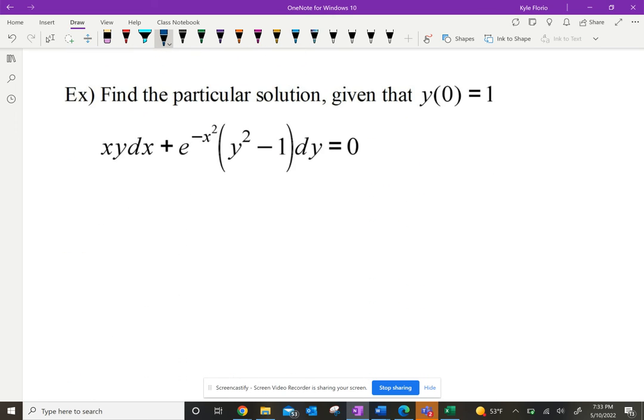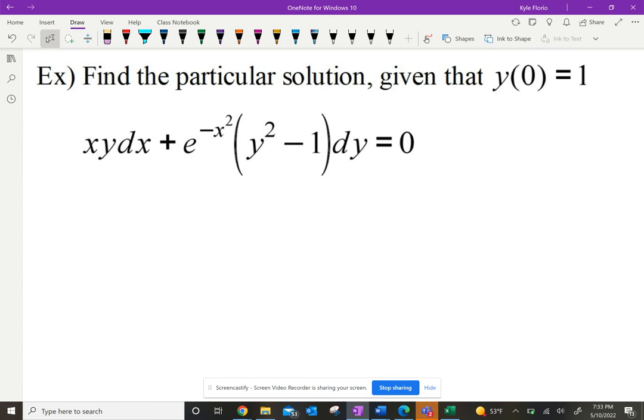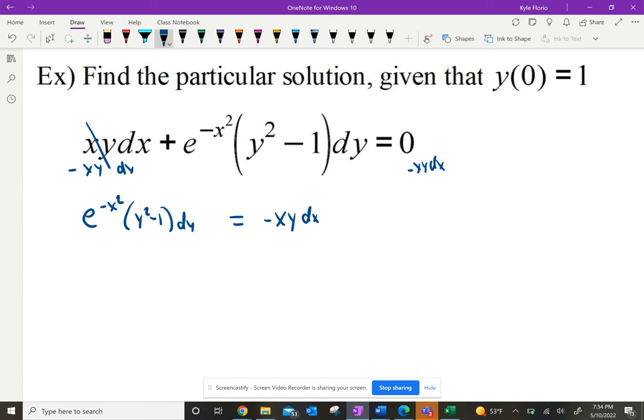Anyways, one more example. Find a particular solution. So we're going to actually be able to solve for c when I plug in 0 for x and 1 for y. So we've seen this before. But anyways, take a minute to copy it down, and then we'll see if we can solve it. So I've got dy dx kind of already separated. I'm going to move this xy dx to the other side. So I have e to the negative x squared times y squared minus 1 dy equals negative xy dx.